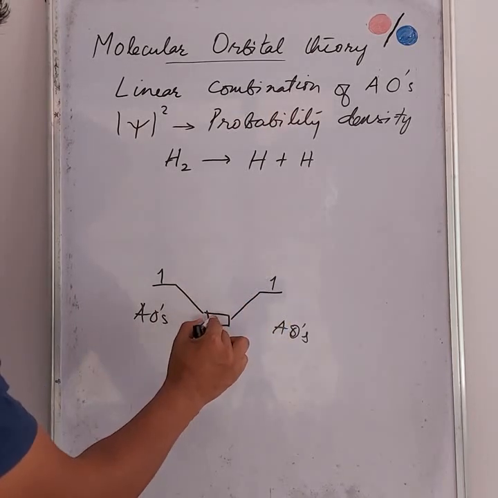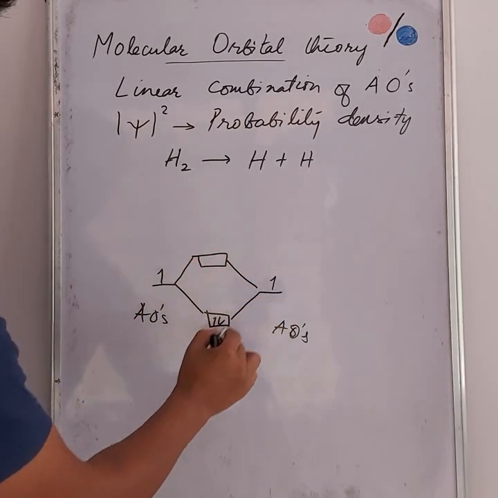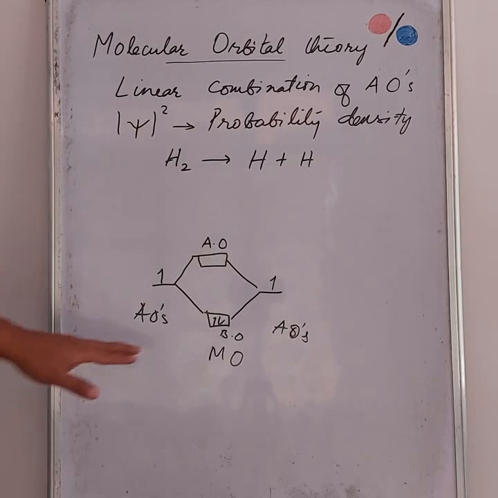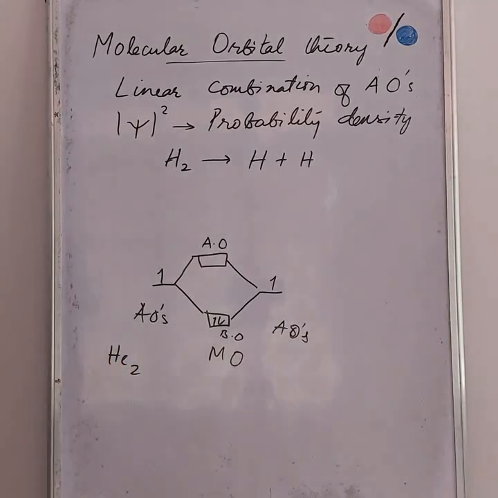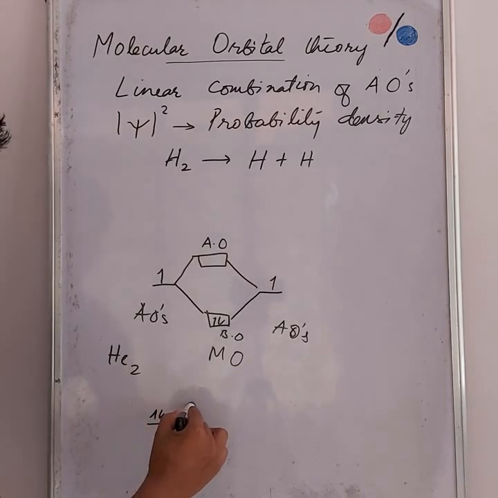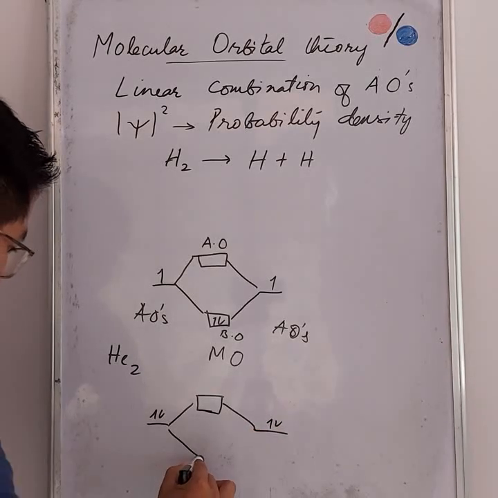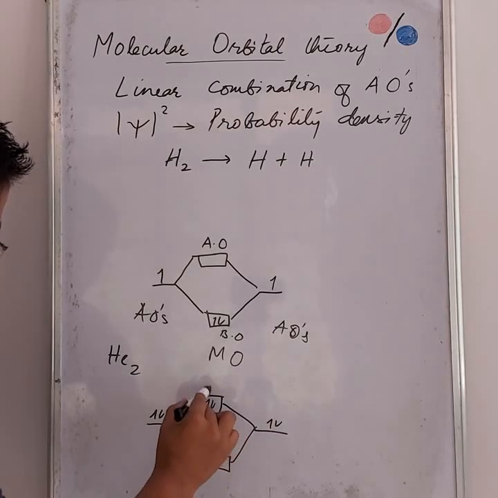Each hydrogen atom has one electron, so these two electrons will form a bond. These are our bonding orbitals, and these are our antibonding orbitals. If there are electrons left, they enter the antibonding orbital. Suppose, for example, we take the helium molecule. Each helium atom has two electrons, so in the bonding orbital we'll have two electrons, and the two left over will enter the antibonding orbital.